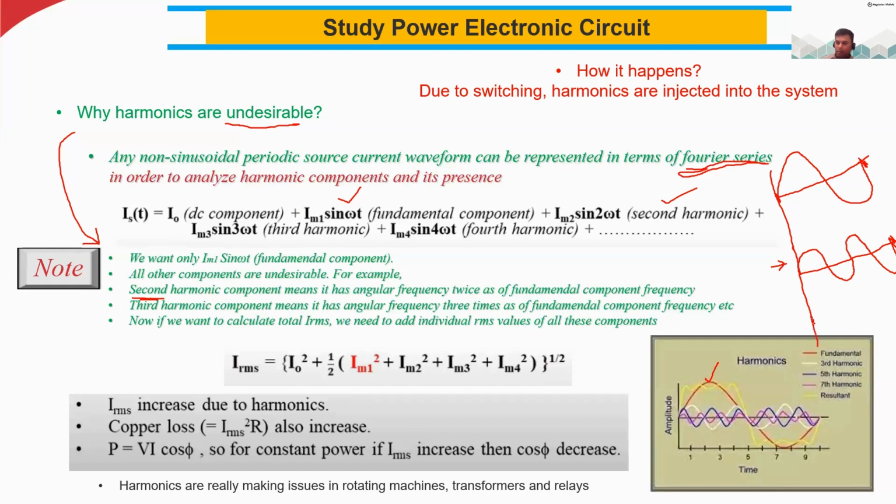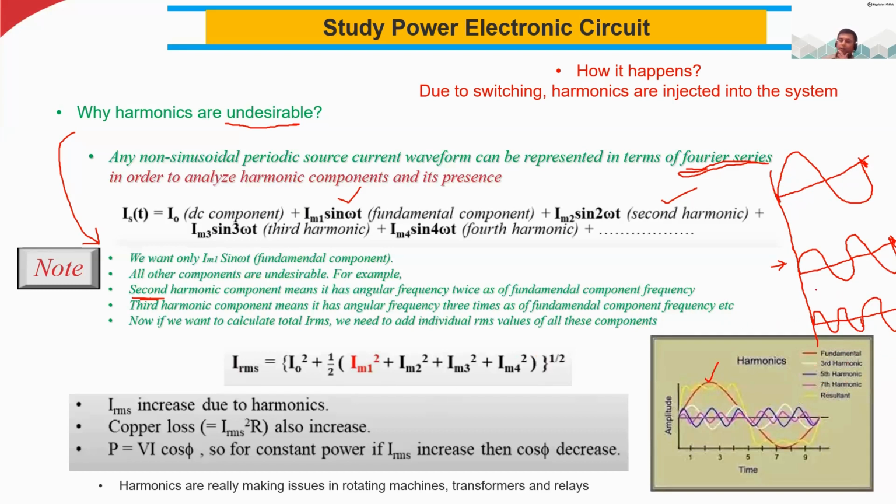Third order harmonic means what? Similarly here, instead of 2 cycles, I'm going to have 3 cycles. So 1, 2, you can see here 3 times. Within the same cycle, we have 3 times, that is 3 times the fundamental component frequency. Then fourth order means there will be 4 cycles, 4 sinusoidal waves, and fifth order means there will be 5, and so on.